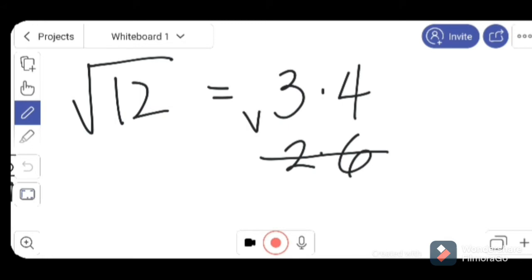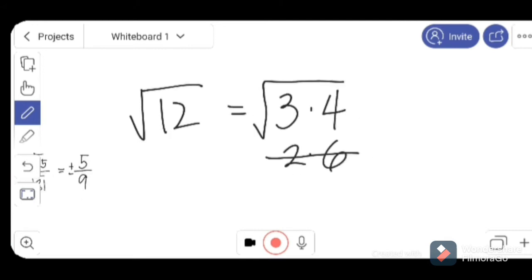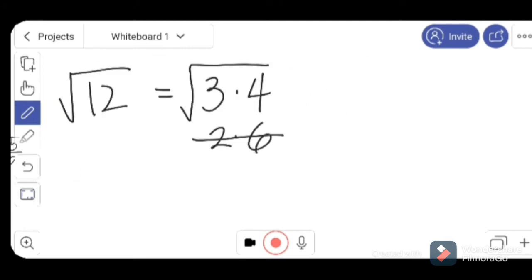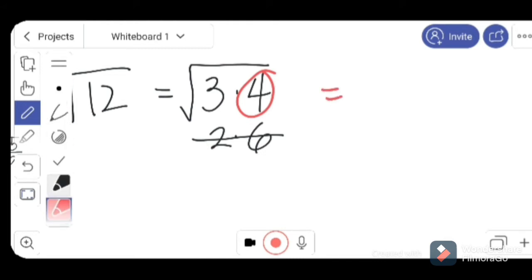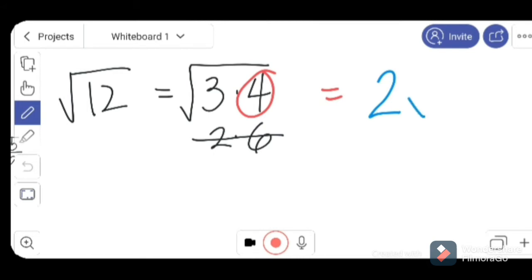So we put that into a radical sign. And then we simplify the perfect square 4. What is the square root of 4? Okay, so that would be 2. And since the square root of 3 is not a perfect square, it stays inside the radical sign. So this is our answer.